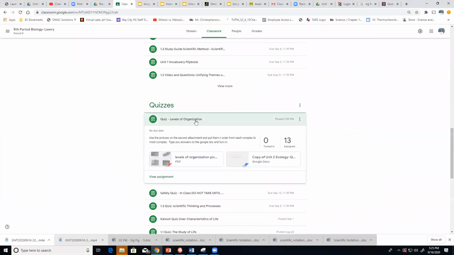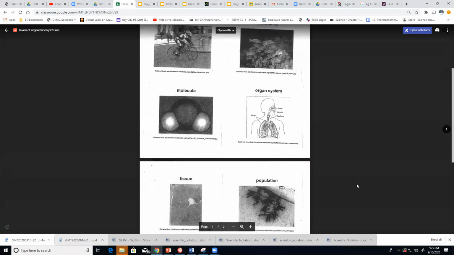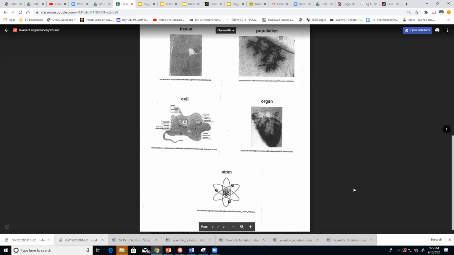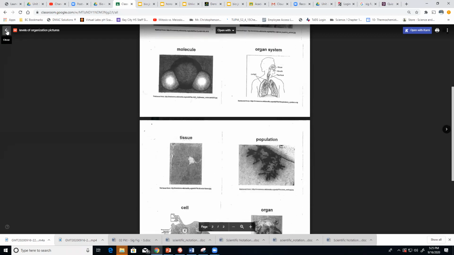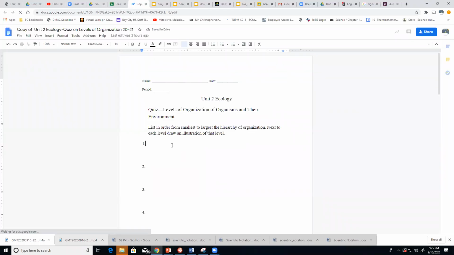Levels of organization quiz. The PDF is the pictures of everything. So it's kind of like your word bank. You need to put them in order. They don't go all the way up to 13. You need to start from your least complex to your most complex. So it leaves off the last two, and then you have a Google Doc where you can type that on. Be sure and turn it in or I will not be able to see it.